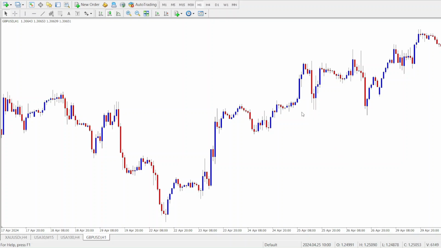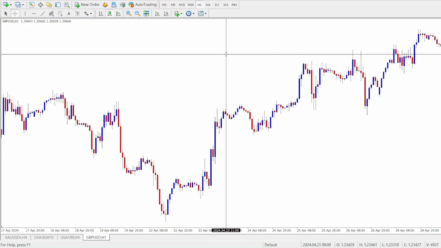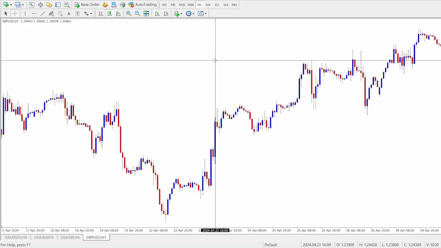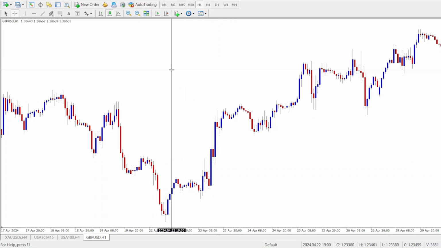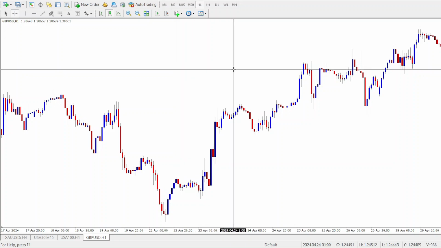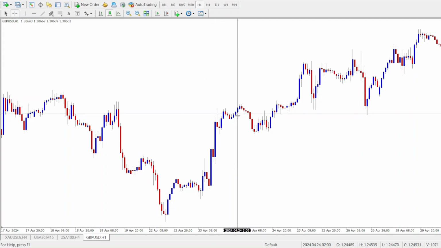In this video, we are going to be discussing the ABCD pattern and how you can use this pattern effectively in your trading strategy. So basically, the ABCD pattern is a simple yet powerful tool in technical analysis that helps traders identify potential reversals and trade opportunities. So one thing for you to note is that it is a harmonic pattern made up of four key points.